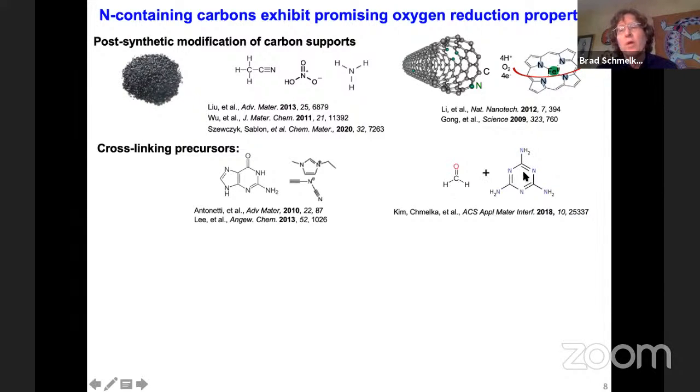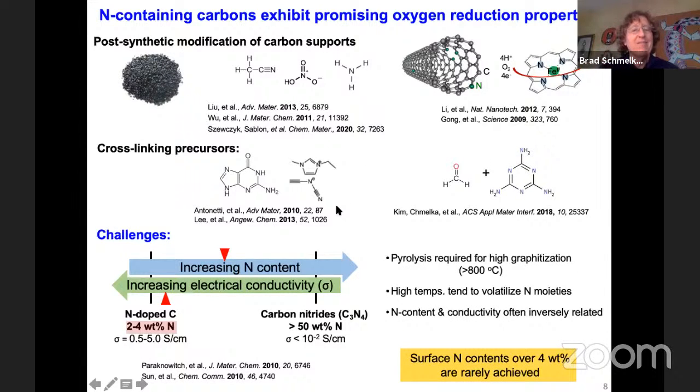We've worked on this too, starting a few years ago with Dong-Hoon Kim, where we're using formaldehyde and this melamine. This has a lot of nitrogen in it, and that one actually had some nice oxygen reduction properties. But the trade-off is generally this: looking on the left, as you increase the nitrogen content, the less conducting it becomes.